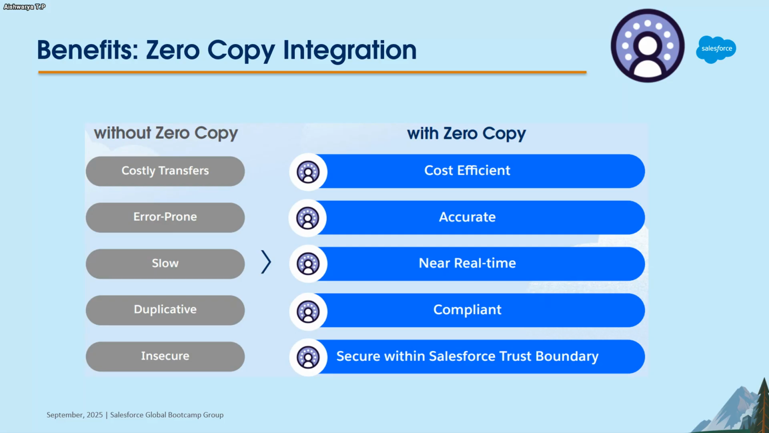Then duplicative, as I told earlier in the error prone section itself, duplicates of data will be available, but here you might not see that much duplicacy, because you're just giving a pointer. It's like a VLOOKUP. If you are using Excel much, you know the VLOOKUP concept. So like that only, you're just going to look up the source system. Then insecure and secure: without Data Cloud zero copy, data might be insecure, but with zero copy, you have Salesforce Trust as a boundary layer available. So based on that, your data will be secure.